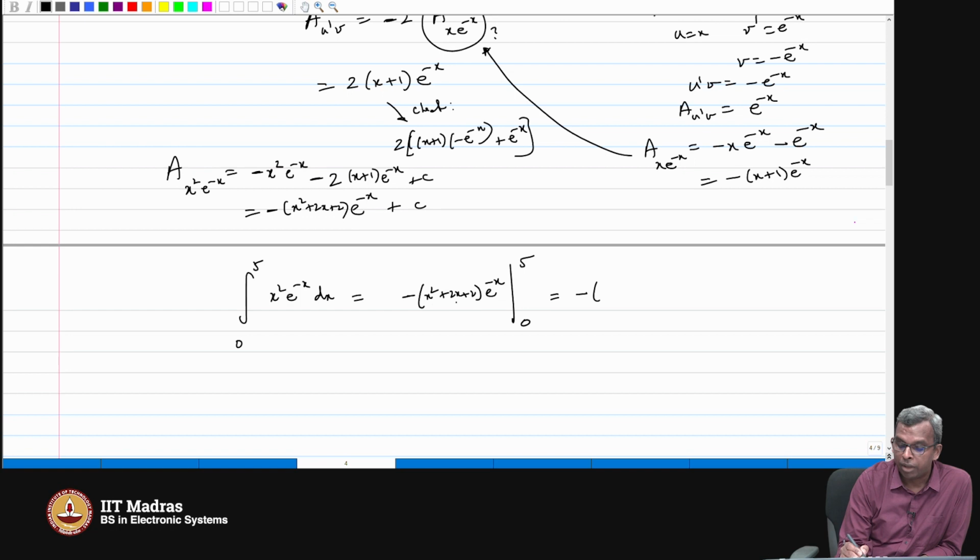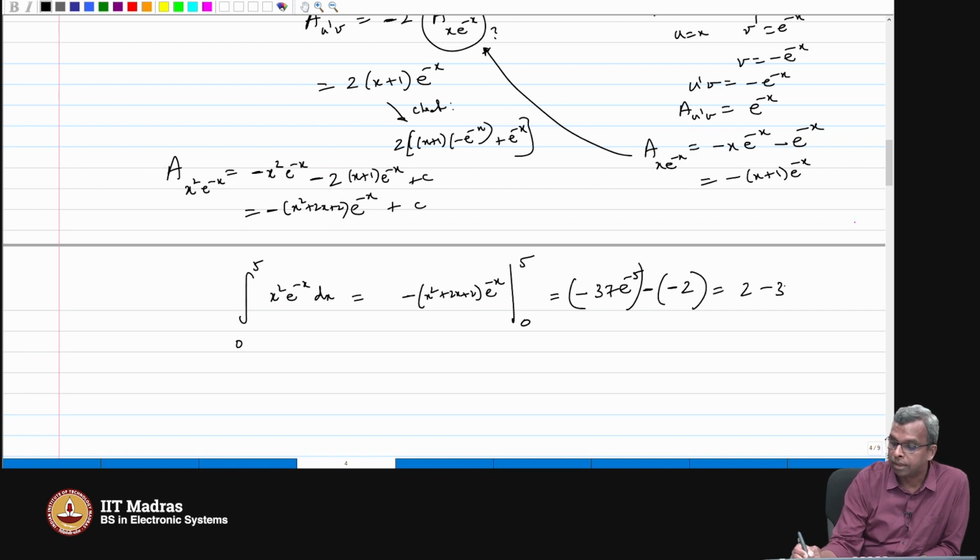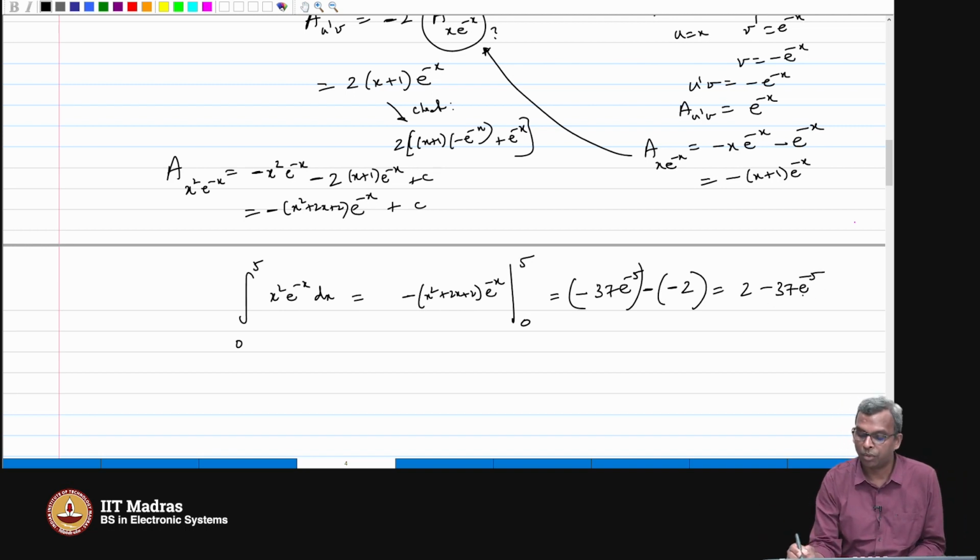Minus 25 plus 10 plus 2, that is 37, right? 37 e power minus 5, minus, right. So, this is when x is equal to 5 minus when x is 0. So, you will get minus 2 times 1. So, you will get 2 minus 37 e power minus 5 is the answer. So, some number, you can evaluate this.